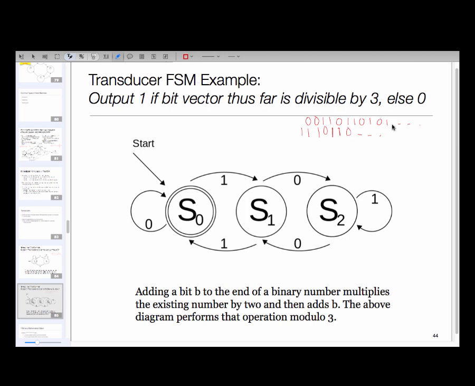The number I have seen thus far, if it was divisible by 3, then I will be in S0. If, when dividing by 3, it has a remainder of 1, then I'm in S1, and otherwise in S2. Now, let's say I have a number which was divisible by 3, and I get a 0. So what is the new number? What's the relationship of the new number to the old number? Someone from the back. So I've received a bit vector. It's divisible by 3. I get a 0 at the end. What is the new number's relationship with the old number?